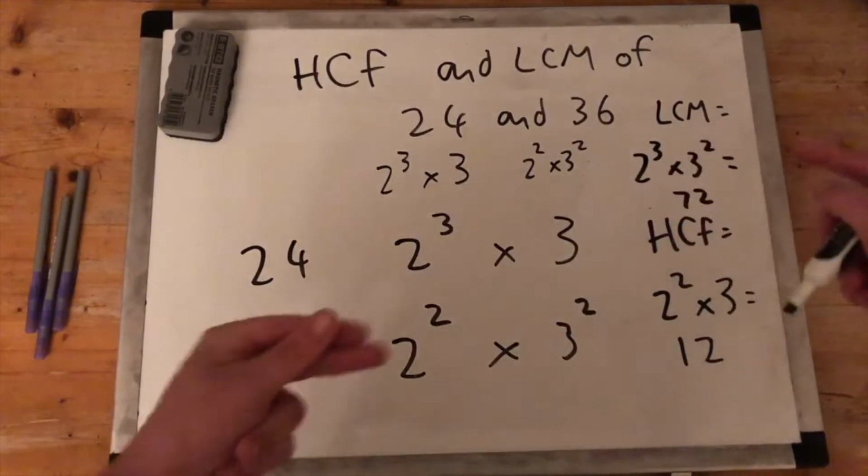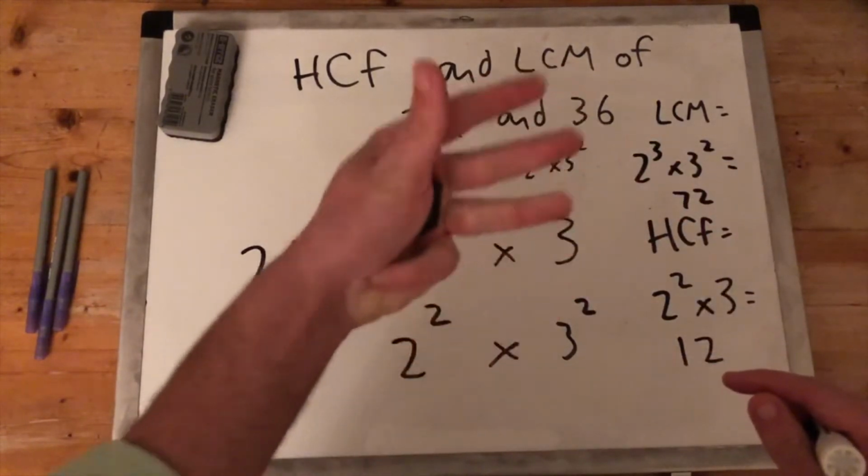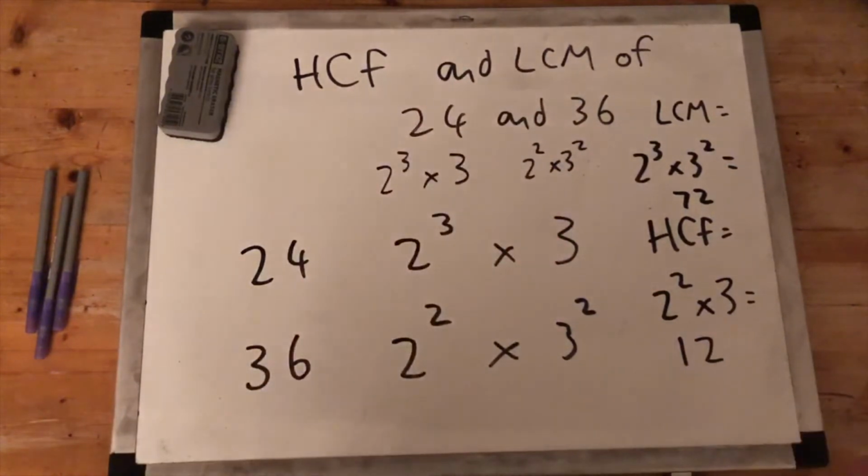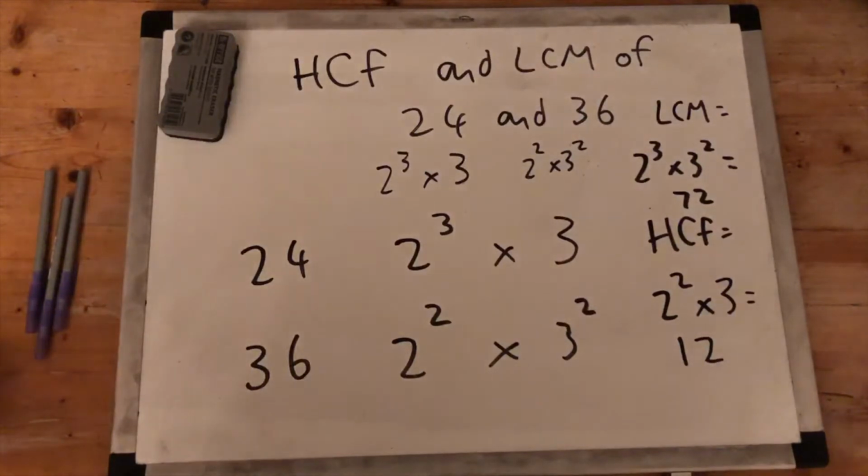2 times 2 times 2 times 3 times 3. 2 times 2 times 2 is 8. 3 times 3 is 9, 8 times 9 is 72. So that's where we find LCM and HCF. I'm going to go over another example now.